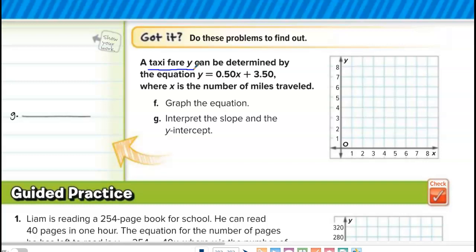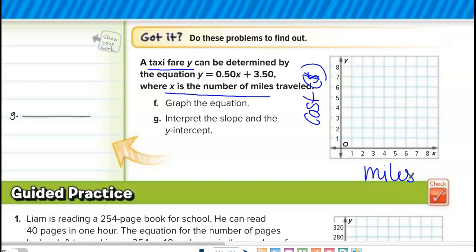So I would write cost, and we always know cost is labeled in dollars. And my x represents what? Miles. Yep, x is the number of miles, so I'm going to put miles on bottom. So now I need to graph my equation.